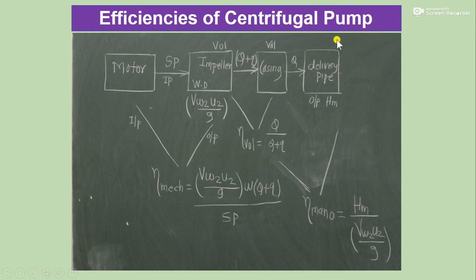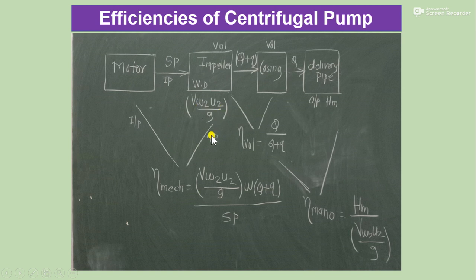Now we will see the efficiencies of the centrifugal pump. In a centrifugal pump, the journey of the energy is from motor to impeller, impeller to casing, and casing to pipe. Why? Because the impeller is fixed on a shaft and the shaft is connected to the motor. This impeller is moving inside the casing and to the casing the delivery pipe is connected. So energy from the motor to the impeller is given in the form of shaft power as the input. The work done at the impeller on water is given as Vw2 u2 upon g.